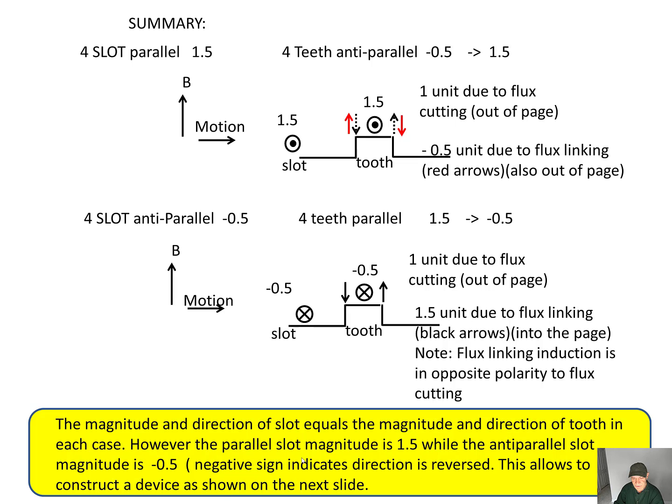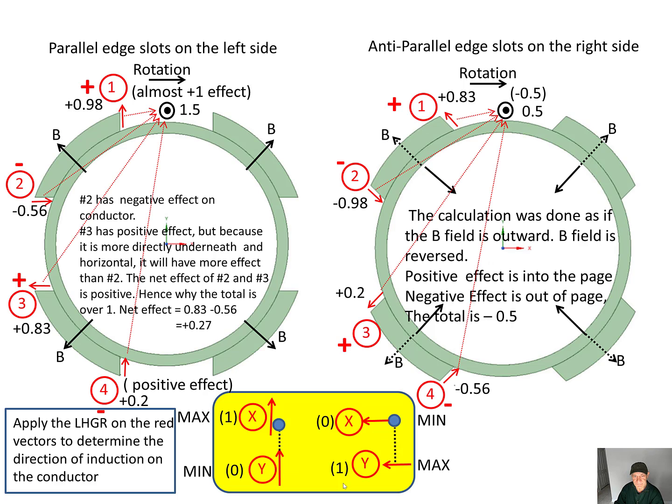The magnitude in direction of the slot equals the magnitude in direction of the tooth in each case. However, the parallel slot's magnitude is 1.5, while the anti-parallel slot magnitude is minus 0.5. Negative indicates the direction is reversed. This allows us to construct the device as shown on the next slide. So what we do is we put parallel edge slots on the left side. We're no longer going to use conductors on the teeth because we want to eliminate air gaps.